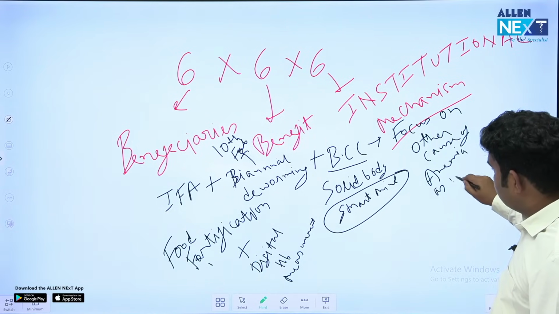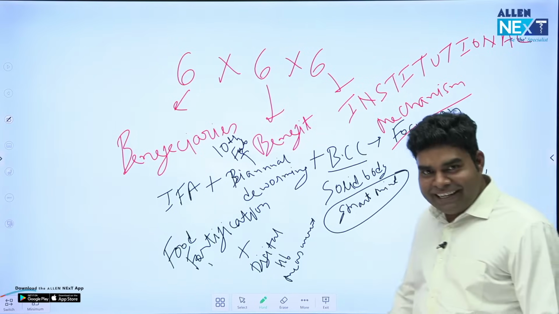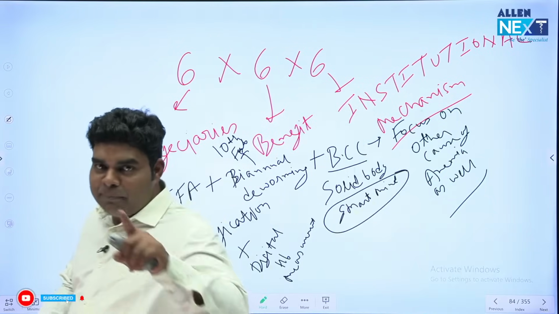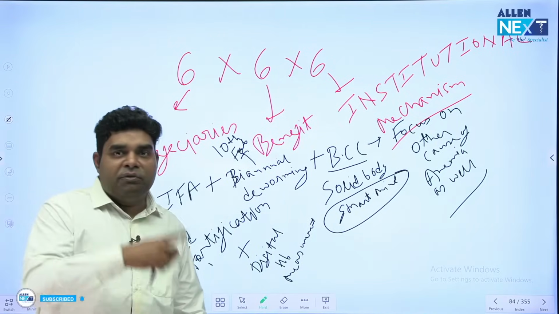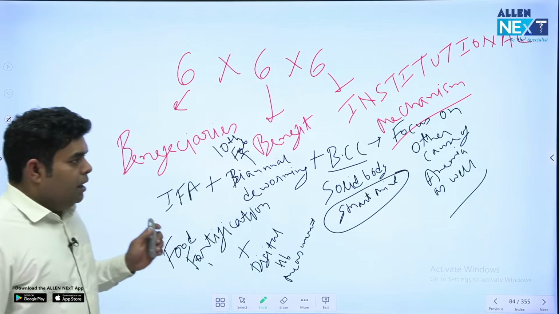Thank God government told us to focus, otherwise we would have forgotten. So remember the sixth benefit which can come in this exam. And this is one thing which has not been asked till yet. Chalo, next question.